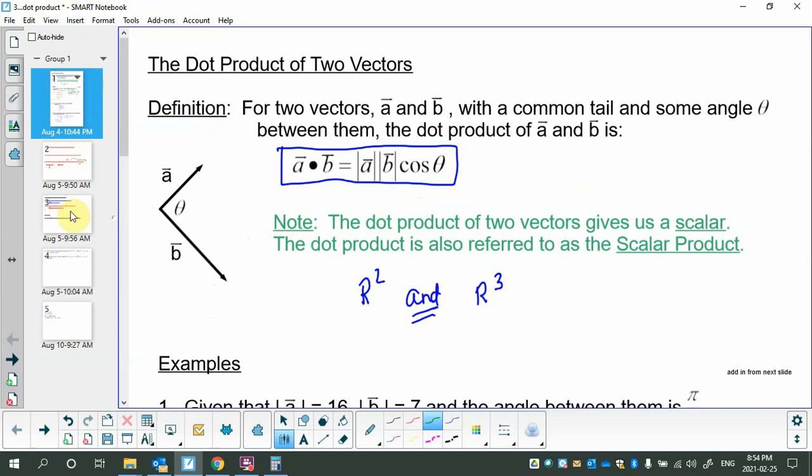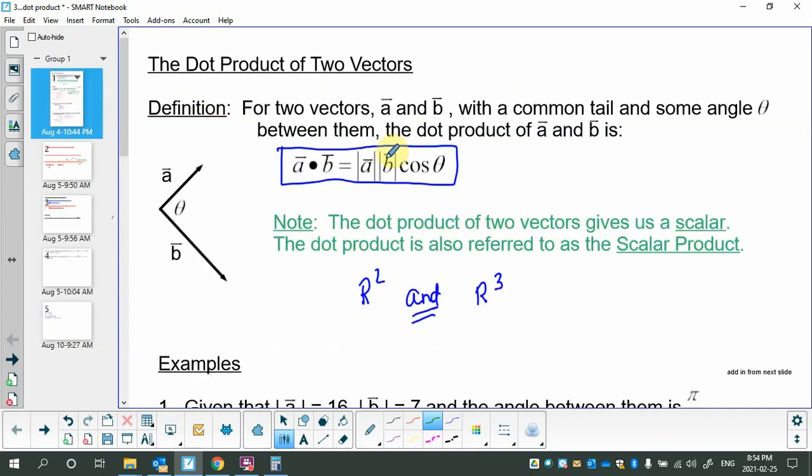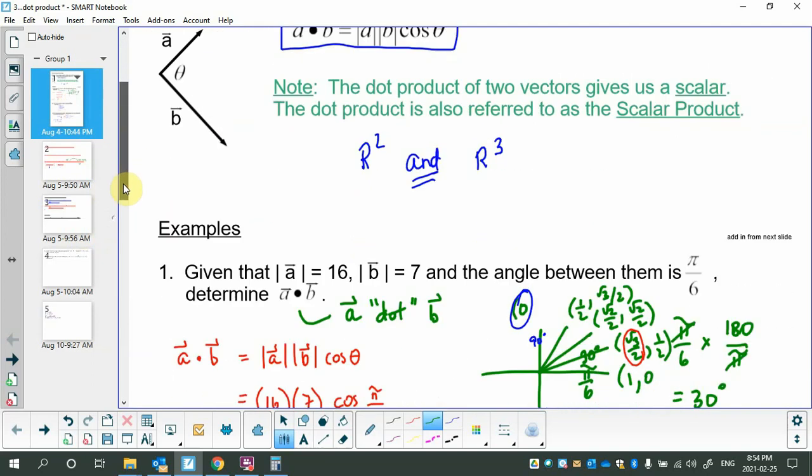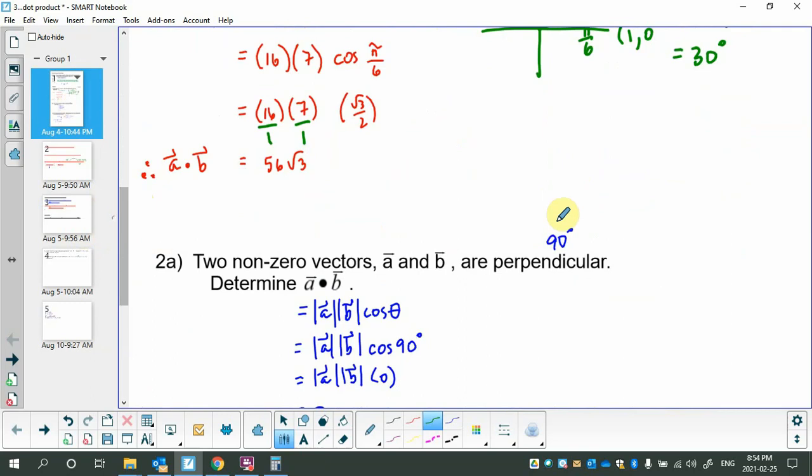So you use these formulas when you're given components, and you use this formula when you're given magnitudes and angles. So it depends on what the question is giving you as to which formula you use. So when we did this question, we were given an angle and some magnitudes. Even in this question, we were given an angle. It was a bit hidden. The magnitudes didn't end up mattering.